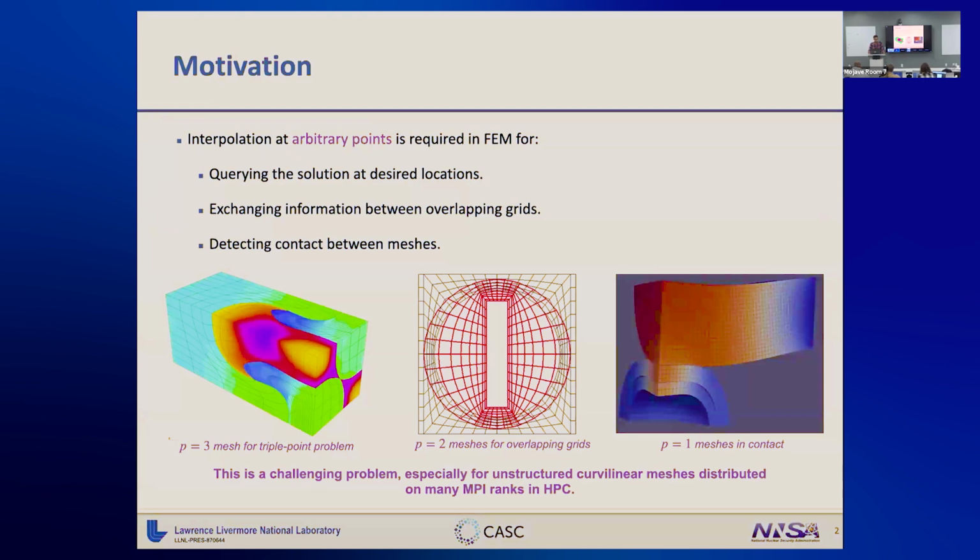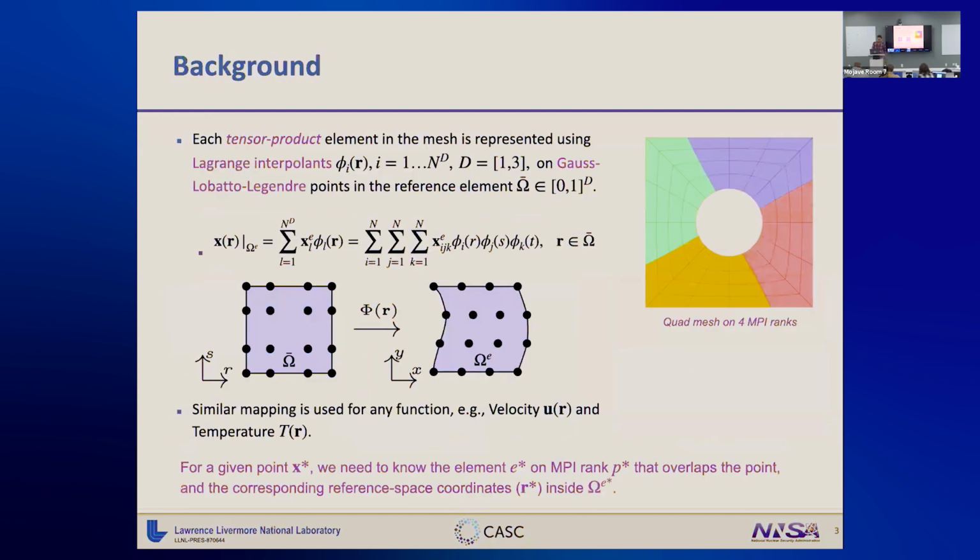And this is a challenging problem, especially if you're dealing with unstructured curvilinear meshes distributed in HPC. Right? We see some examples here. We have the cubic mesh for the triple point problem, quadratic meshes for two overlapping grids, or linear meshes for contact. And if you're trying to figure out the dependency of where certain points are located in the mesh, it's going to be challenging. Okay. So how do we address this problem?